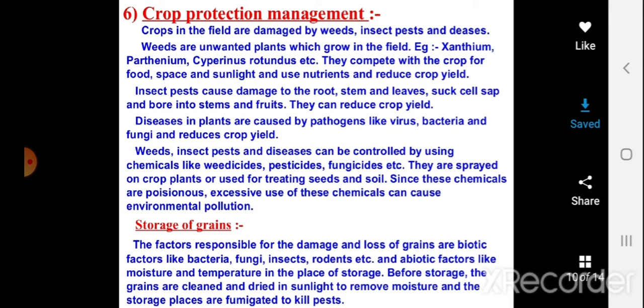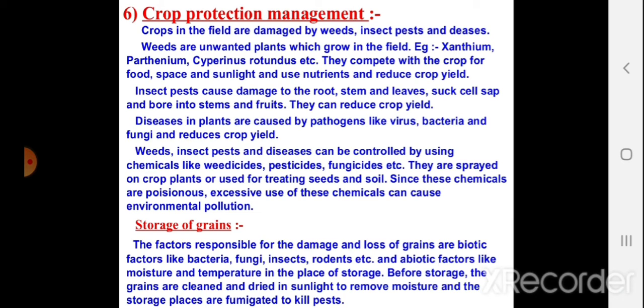Now, storage of the grains. The factors responsible for the damage and loss of grains are biotic factors like bacteria, fungi, insects and rodents. You might have seen that during the lockdown or the corona pandemic, many malls were closed, and after two or three months they opened. They checked and found that many of their grains, like sugar and others, got spoiled, because they need proper aeration.